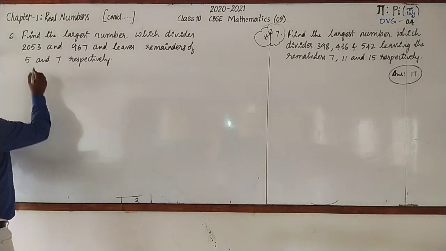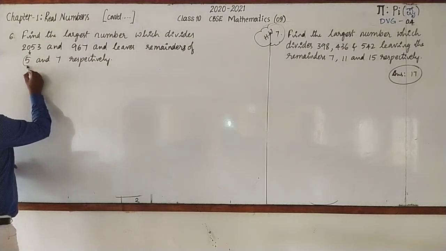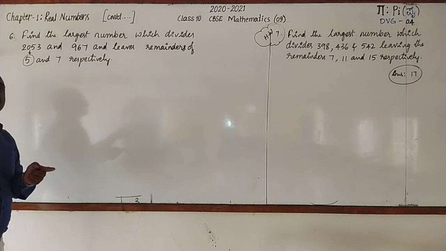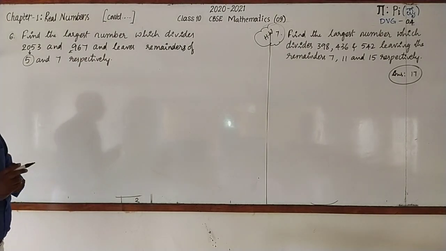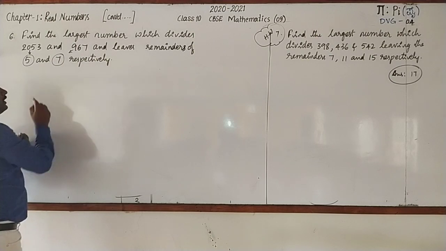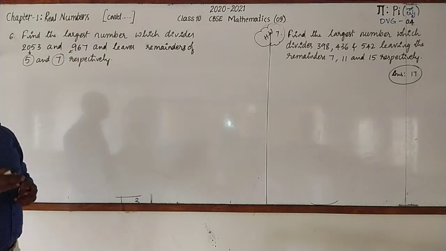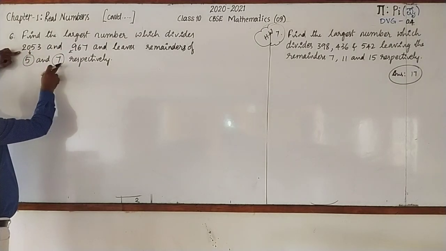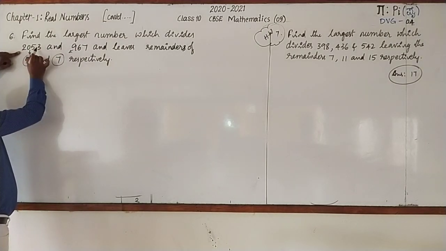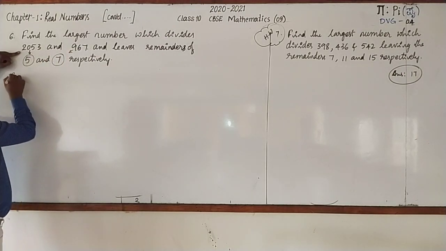What does it mean? There is a number. From that number, you will go for dividing 2053. After dividing, it leaves the remainder 5. From the same number, if you go for dividing 967, it leaves the remainder 7. Then what is that number from which these two should be divided? It is going to be found out. Clear? Now, here it leaves the remainders 5 and 7, which means 5 is extra in this number, 7 is extra in this number. Hence, we shall go for subtracting first.